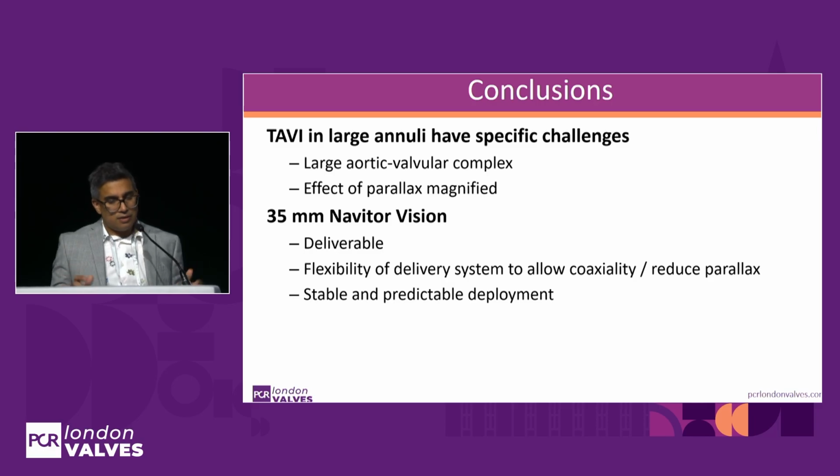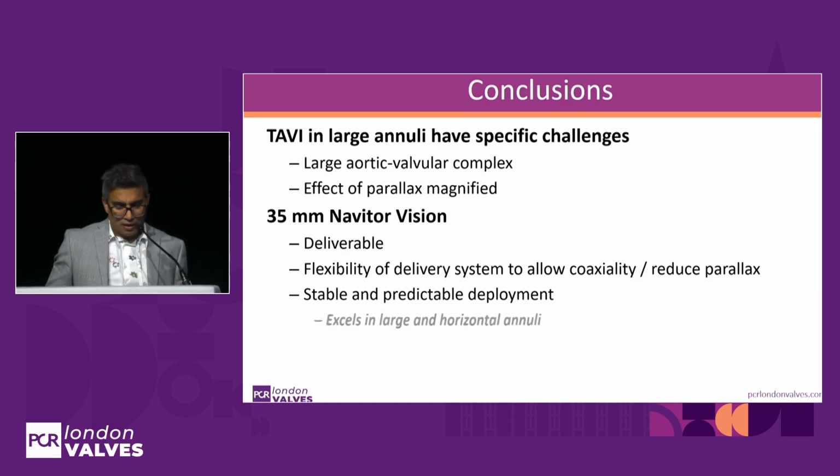So I think TAVI in large annuli certainly has some specific challenges. In the large aortic valvular complex, the effect of parallax is certainly magnified. And I think the larger Navitor valve offers a really good solution to some of these problems. Its deliverability, the flexibility of the system allowing you to achieve coaxiality and minimize parallax, and the stable and predictable deployment make it really well suited to these large and horizontal annuli.